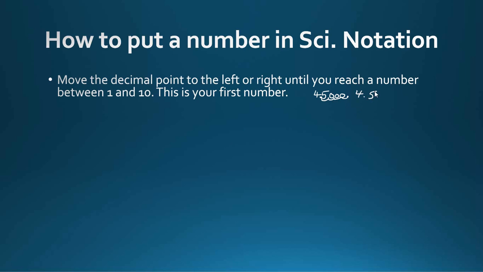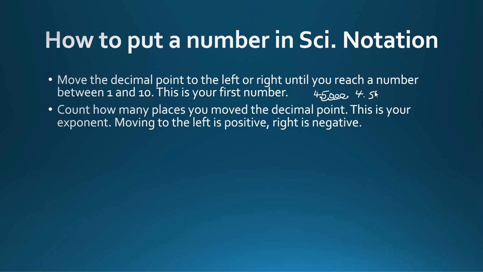To get the second part, the times 10 to an exponent, we have to count how many places we moved that decimal point. We moved it to the left, since this is a large number, 1, 2, 3, 4 times. This would be times 10 raised to the fourth power. That 4 comes from the movement of the decimal place 4 places to the left.